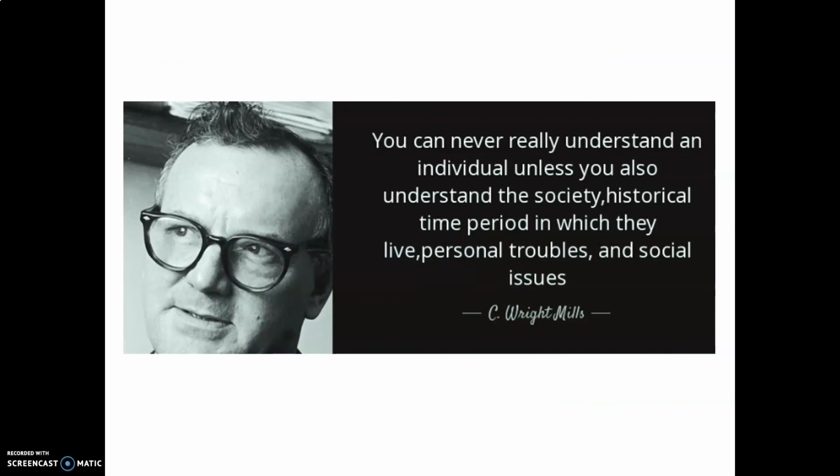We've got a quote up here now from C. Wright Mills that says you can never really understand an individual unless you also understand the society and historical time period in which they live, personal troubles and social issues. And that is true for both sociology and psychology. We need to understand the society we live in, and we need to understand the individuals that exist within those societies. And it's also important that we bring together the science of our body and also our society.